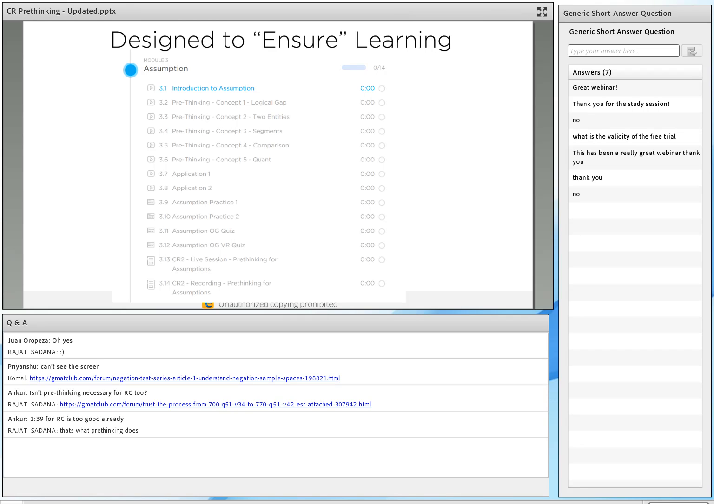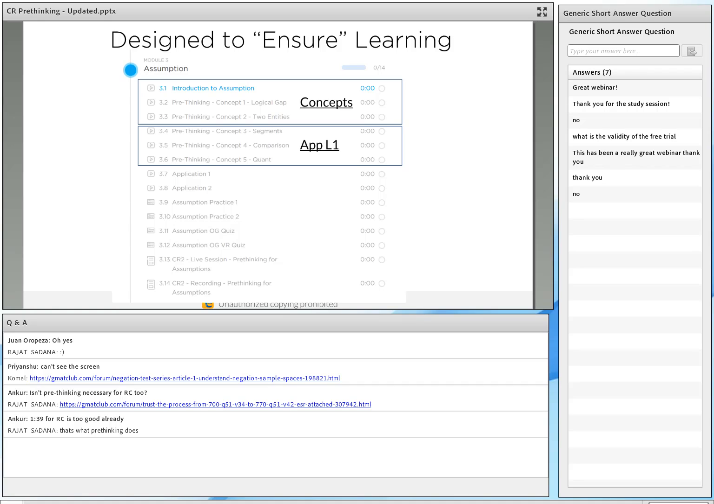If you are a paid student, this is your assumption module, and what you see over here, the two things. One is you learn the core concepts, which is what's there in the free trial. Then you learn level 1 application, so you see different kinds of argument structures. Then you learn level 2 application, and then you do practice, and then you see the official questions.